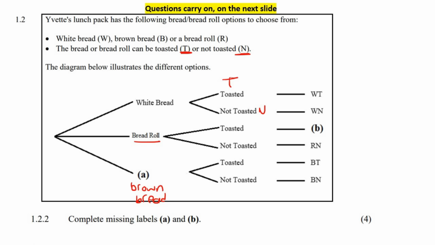I'll give you one more example. Maybe you want brown bread. Now, brown bread is a B, and then you don't want it to be toasted, so that's an N. So that's BN. You see how they do that?